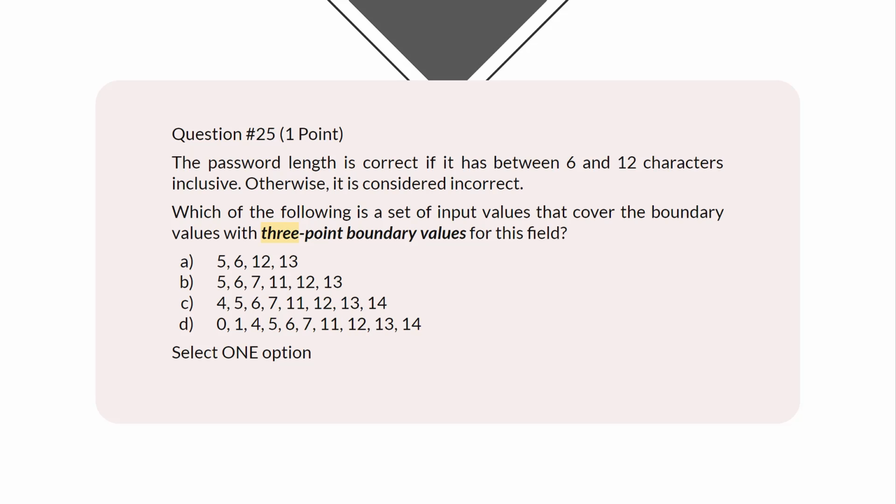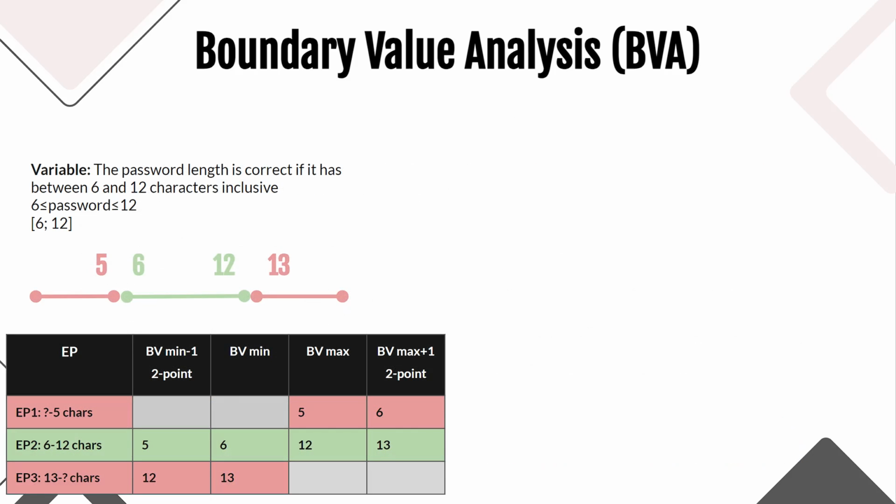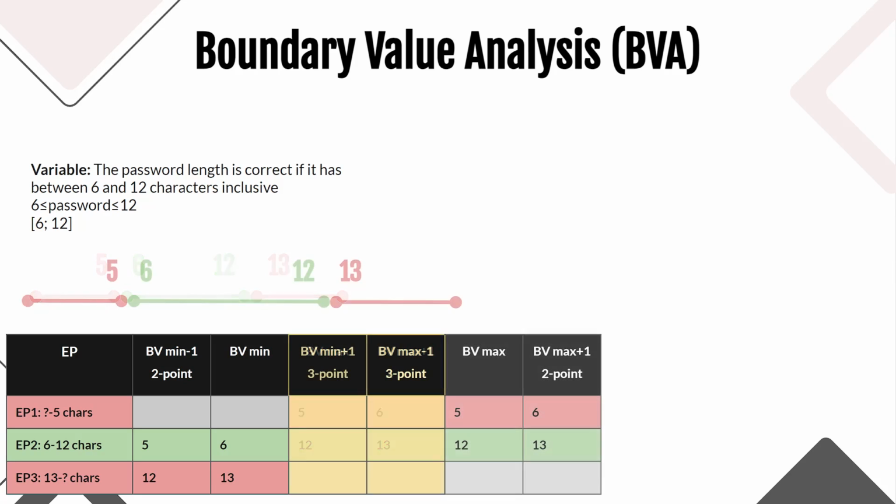In the scope of the 3-value BVA, for each boundary value there are 3 coverage items, thus boundary value and both its neighbors. We have already done most of the work. We defined the boundary values and one neighbor for each. Now it remains for us to determine what is next to our neighbor on the other side. The best way to do it is to define neighbors of boundary values per partition.